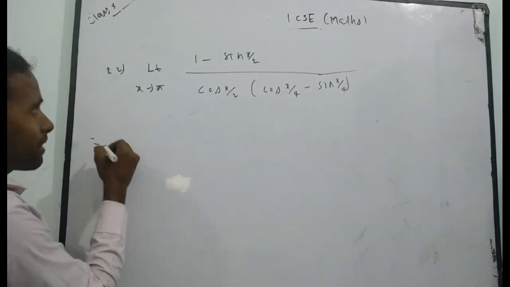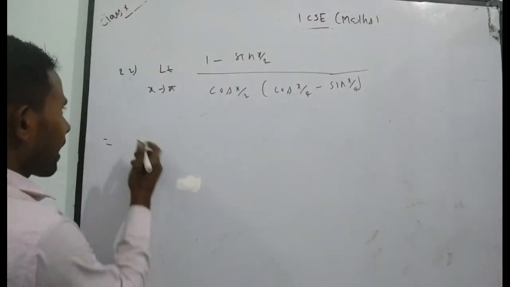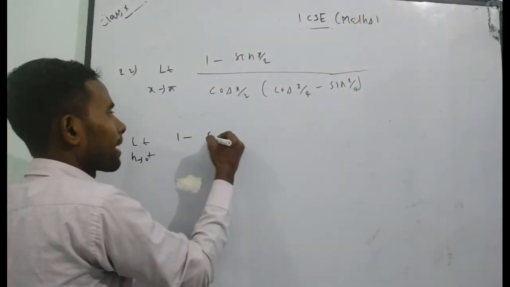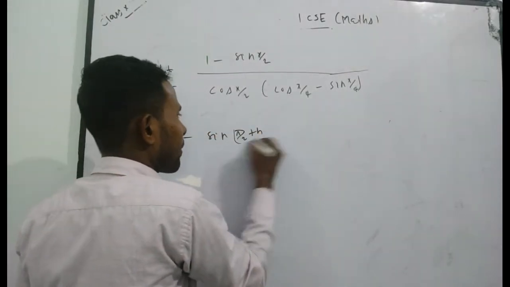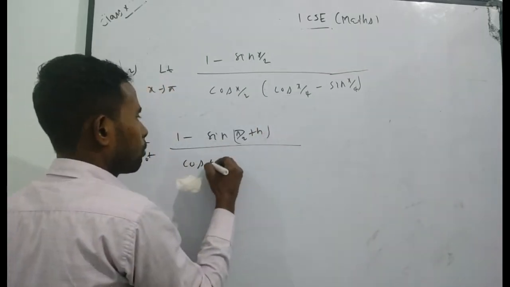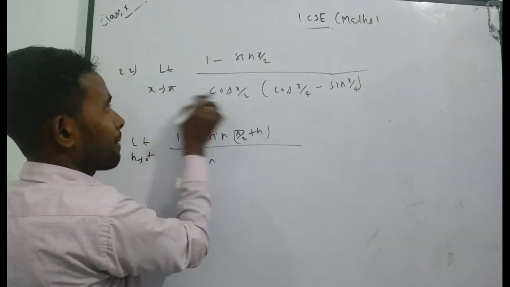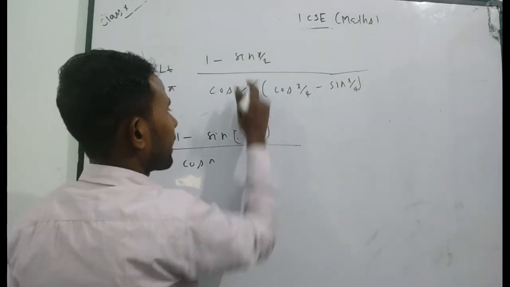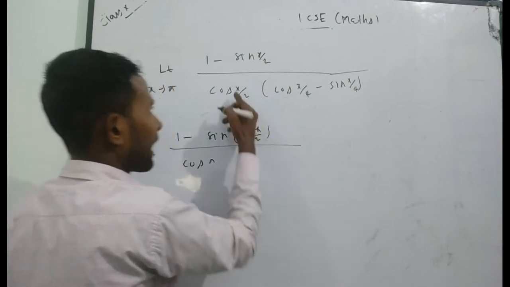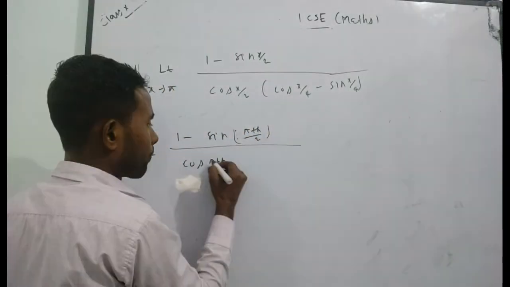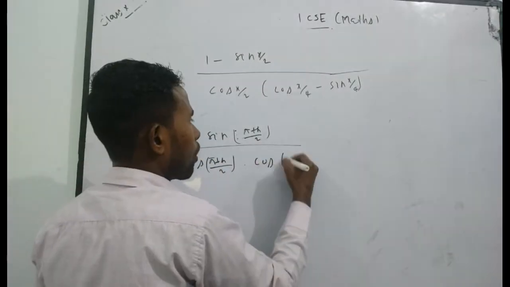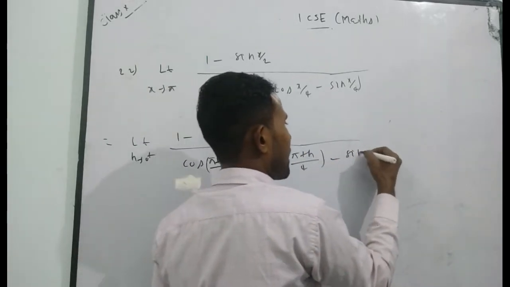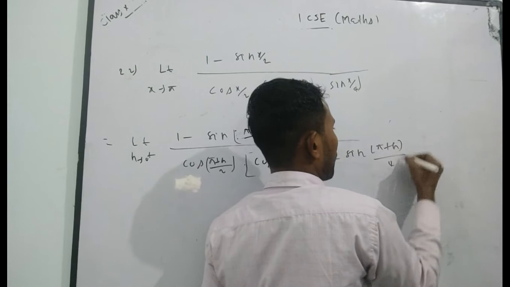How can you solve? Simply, firstly write its RHL. If you write its RHL, what do you get? Limit h tends to 0 from the right hand side, 1 minus sin (pi by 2 plus h) divided by cos (pi by 2). That means x is replaced by pi plus h. Sorry, I have to write here (pi plus h) by 2, and it will be cos (pi plus h) by 4 minus sin (pi plus h) by 4.